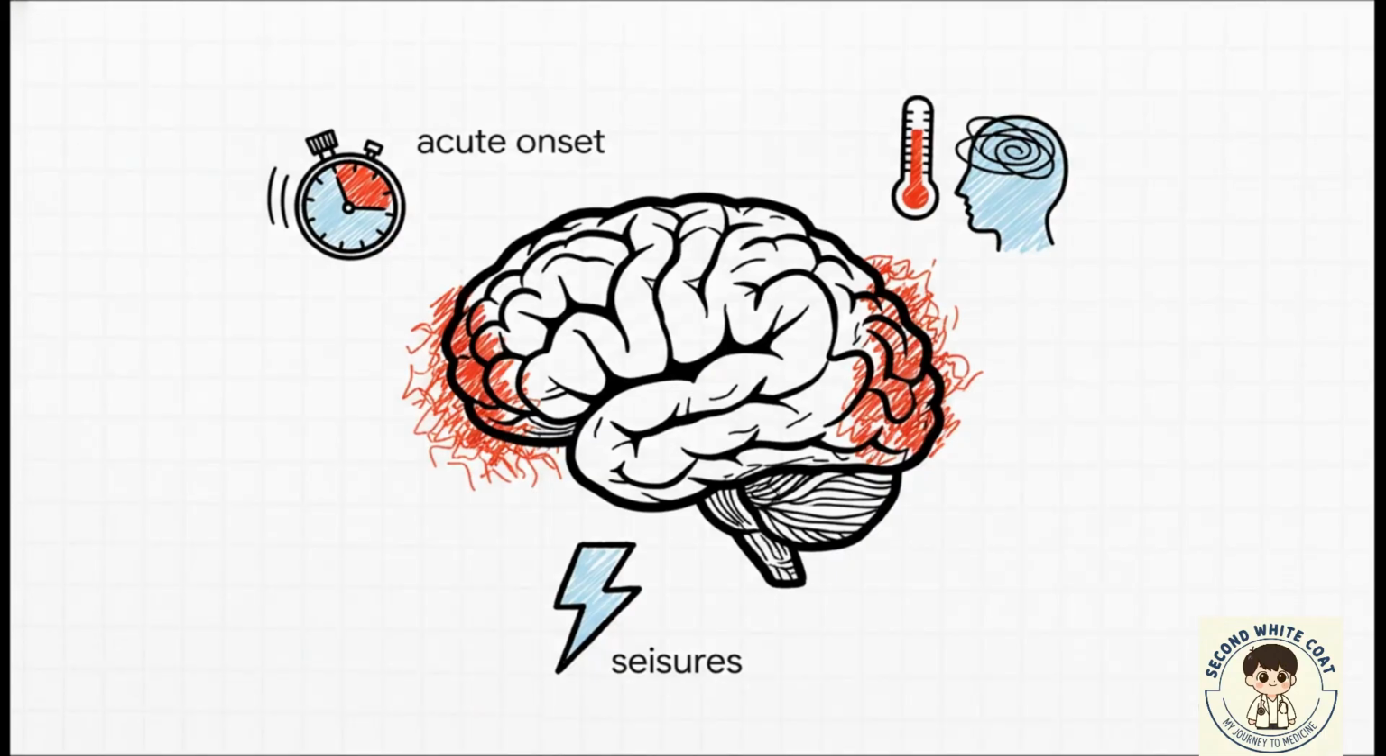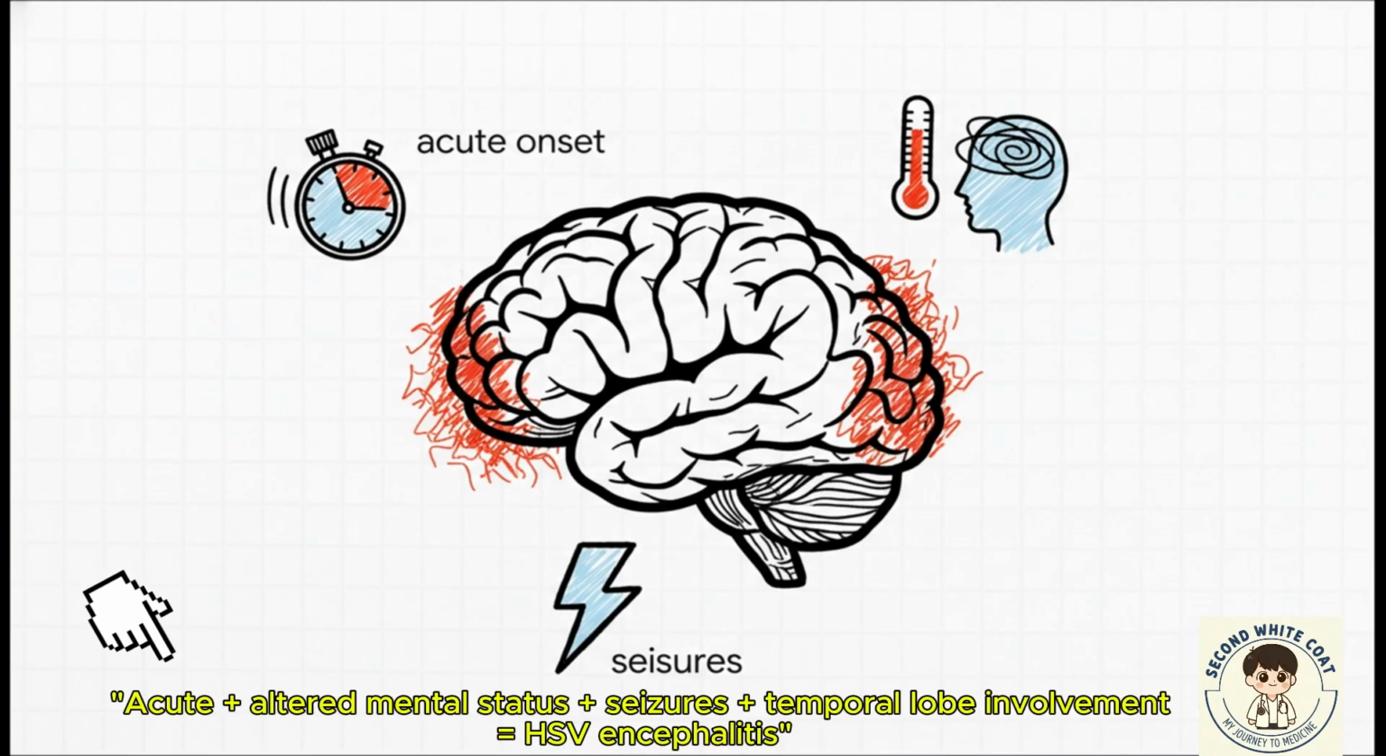So what's the story here? You've got a patient who was perfectly fine yesterday, and today they've got a fever and they're confused. The timeline is super acute. We're talking hours to days. Then they start having seizures, maybe some specific weakness on one side. The real dead giveaway, though, is on the imaging. HSV just loves to attack the temporal lobes. It's a diffuse, inflammatory mess.